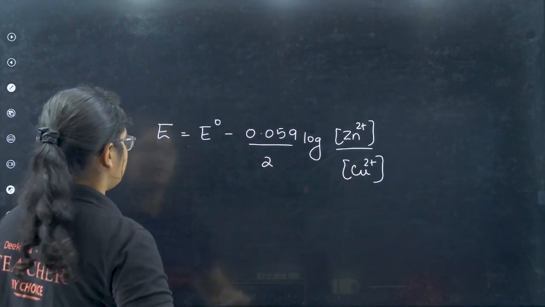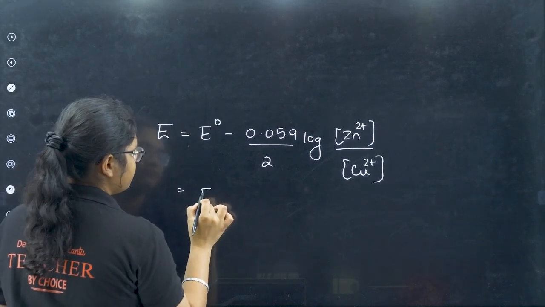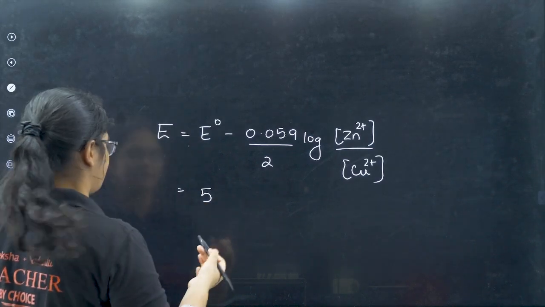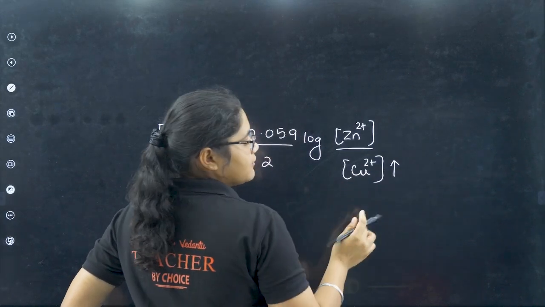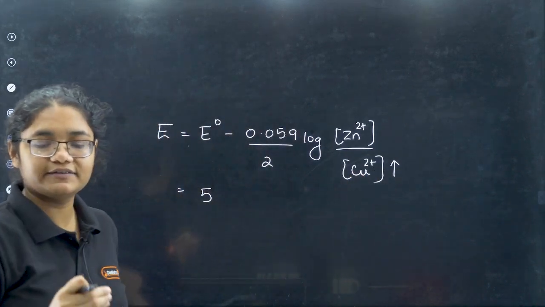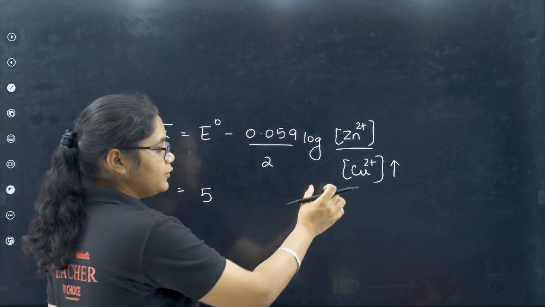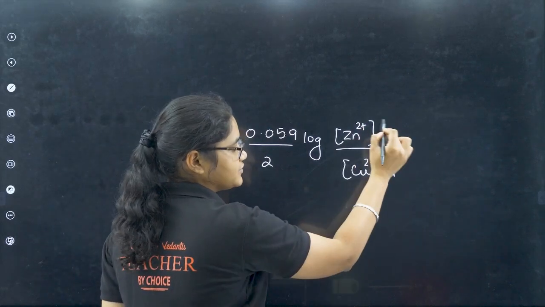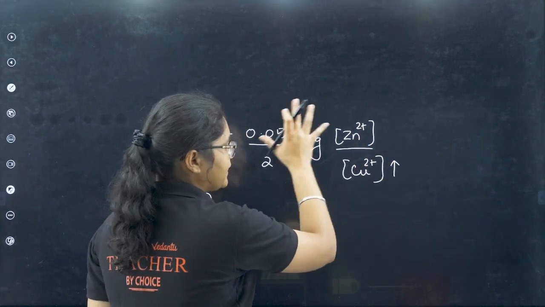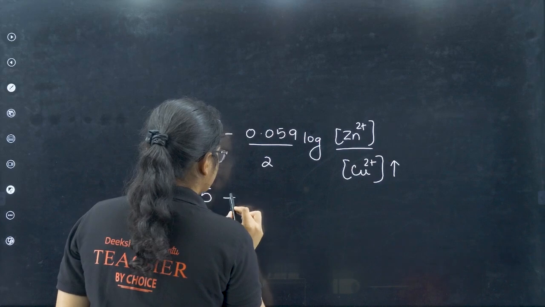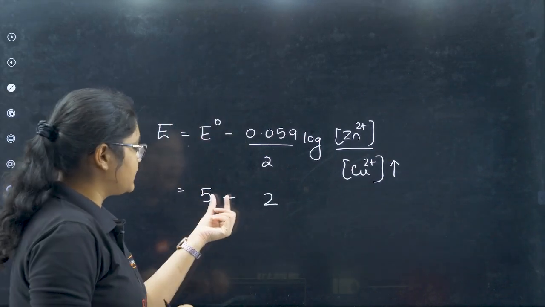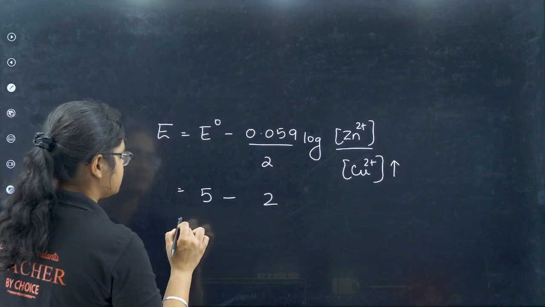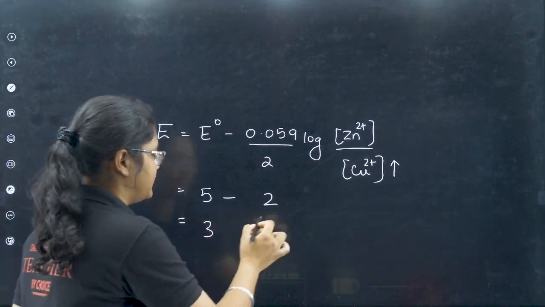Okay, let this E naught value be 5. Now what happens, you are increasing this value. When you increase the copper 2 plus ion concentration, the denominator is increasing, so this whole fraction will decrease. When I multiply everything, I am getting a number, for example 2. So I am subtracting 2 from 5 and that gives me 3. Okay, this is one scenario.